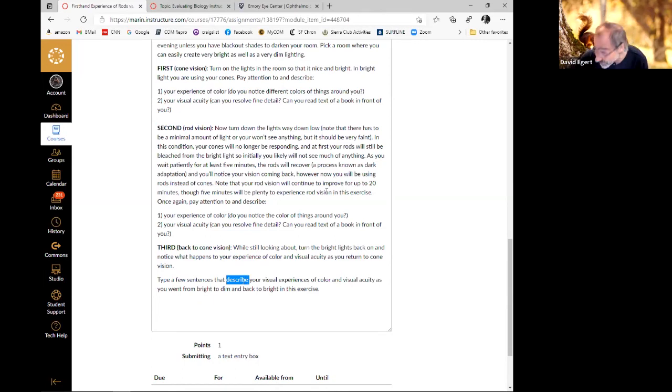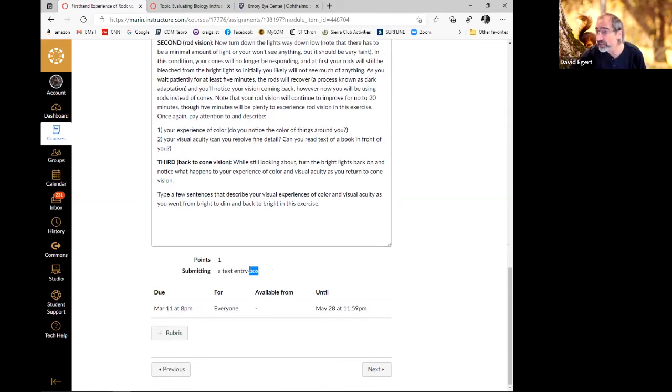You'll be submitting a text entry box, but I want you to do this. This is worth points because I really think it's one of the ways to really solidify this understanding of rods versus cones, to really see they're radically different in how you perceive the world.